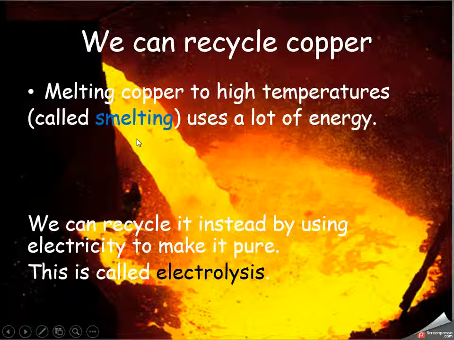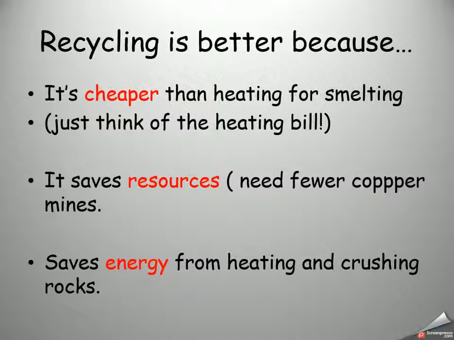Melting copper to really high temperature uses a lot of energy, doesn't it? Can you see that this has been heated up to probably hundreds of degrees? Instead of heating up the copper to hundreds of degrees, we can do something called electrolysis. Electrolysis is using electricity to separate it out. We know what electrolysis is. We've done it for the controlled assessment. But you need to know why recycling copper is better than smelting it, which is heating it up to hundreds of degrees. Namely because it's cheaper.